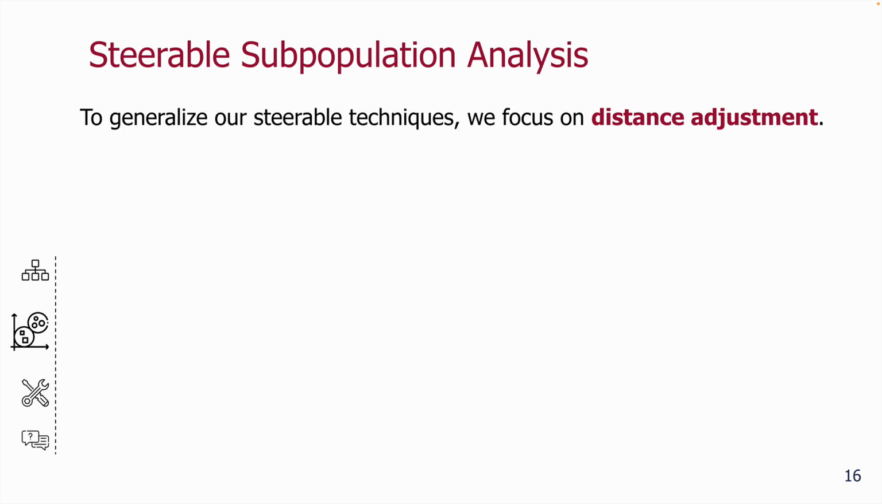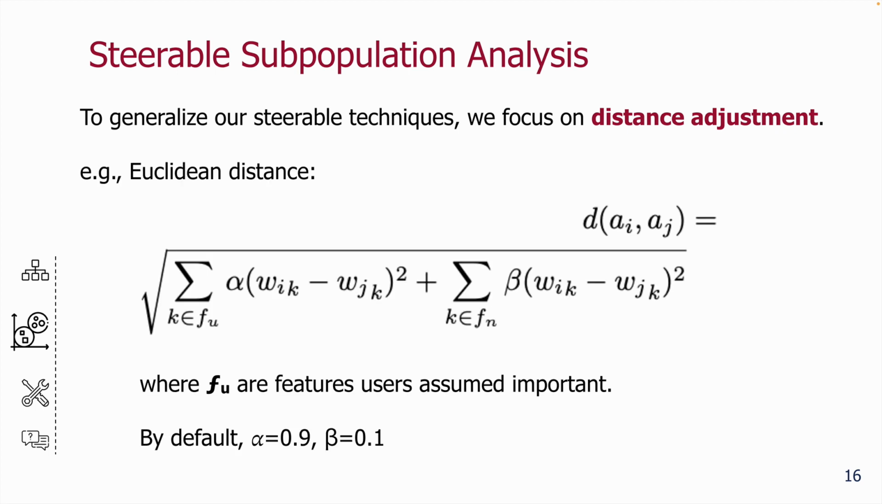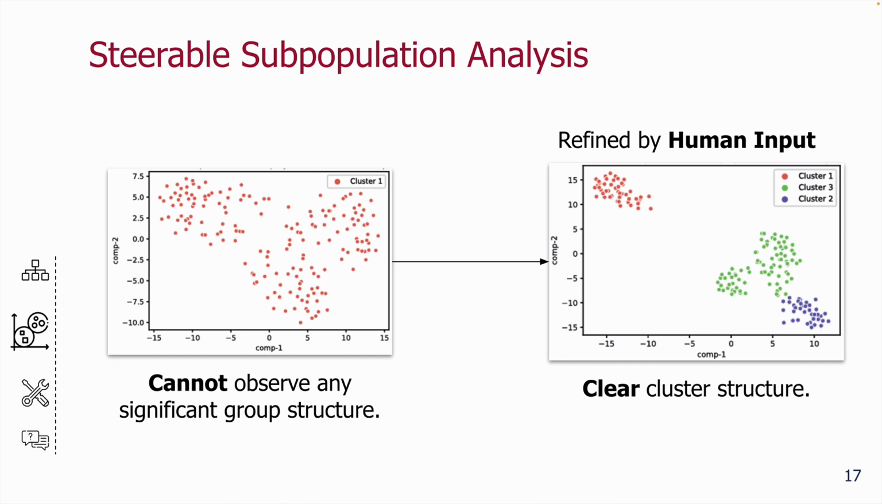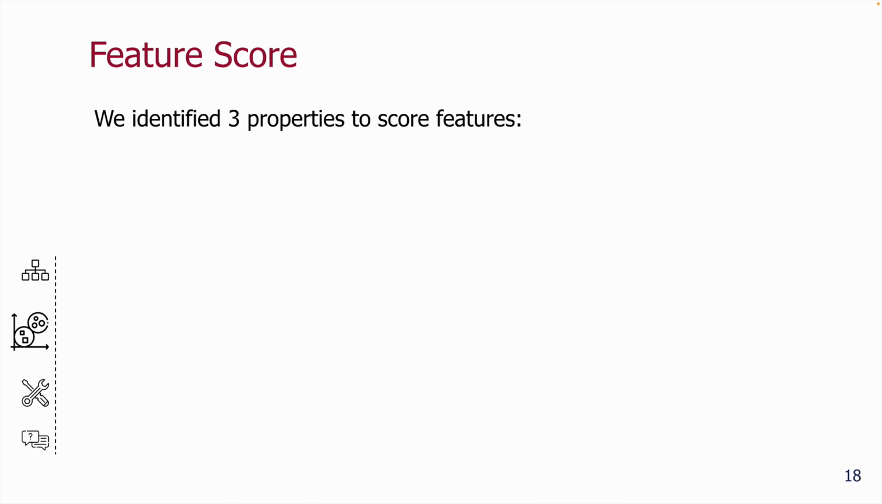Since humans prefer different clustering and projection techniques, to generalize our steerable techniques, we focus on distance adjustment. For example, we have Euclidean distance calculated in this way, where we apply alpha to user-specified important features and beta to the rest of the features. By default, alpha equals 0.9 and beta equals 0.1. So this is how we refine the subpopulations as we described in the beginning of this talk.